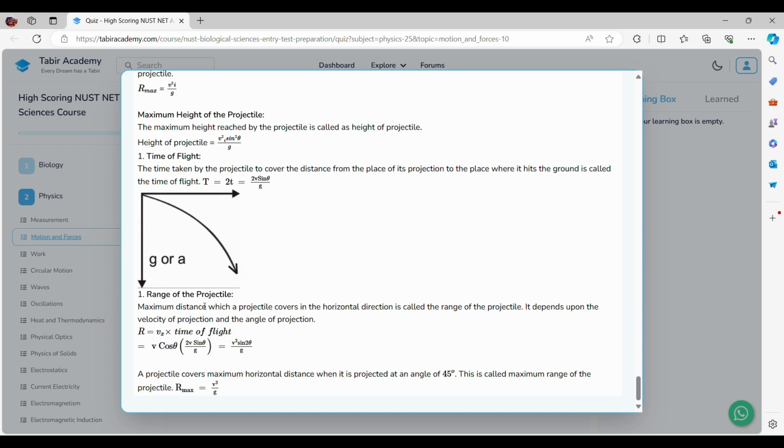Range of the projectile. The maximum distance which a projectile covers in the horizontal direction is called the range of the projectile. It depends upon the velocity of projection and the angle of projection. R equals Vx multiplied by your time of flight, V cos theta multiplied by 2v sin theta over g in brackets, equals v squared sin 2 theta over g. A projectile covers maximum horizontal distance when it is projected at an angle of 45 degrees. This is called the maximum range of the projectile. R max equals v squared over g.